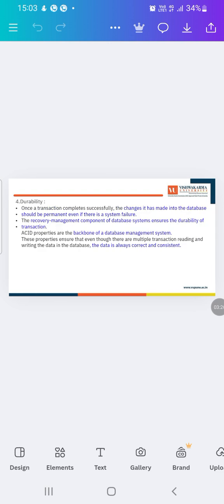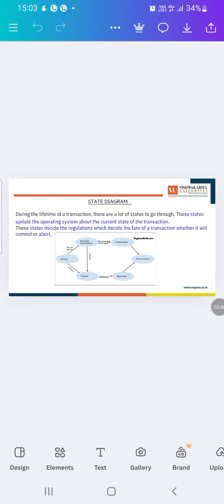Fourth is durability. Once the transaction completes successfully, the changes it made to the database should be permanent even if there is any system failure. The recovery management component of the database system ensures the durability of transactions.